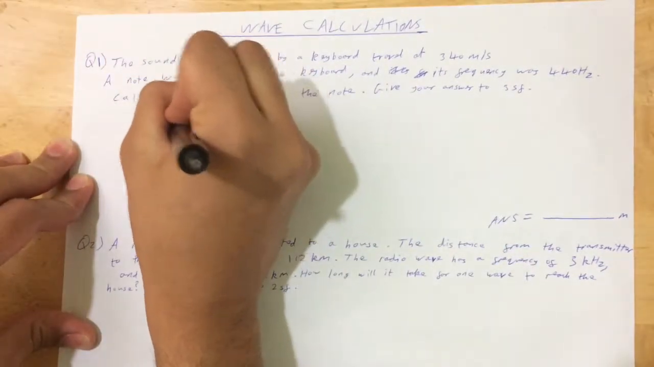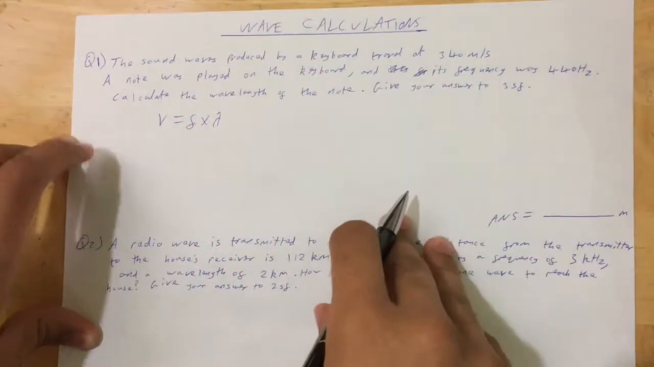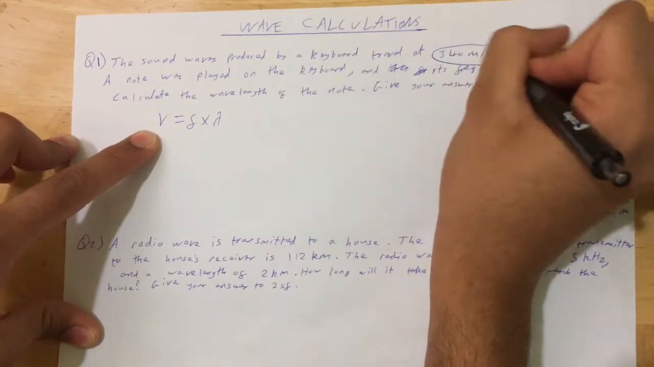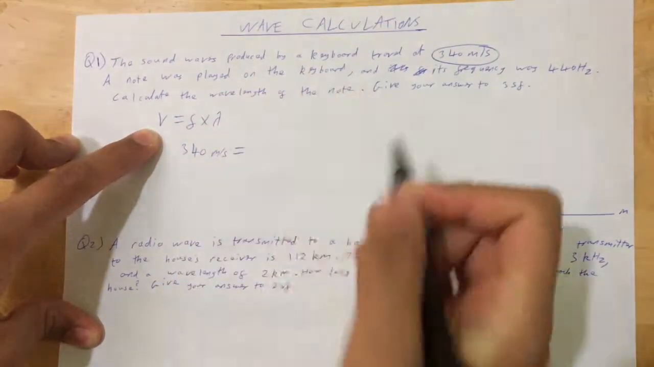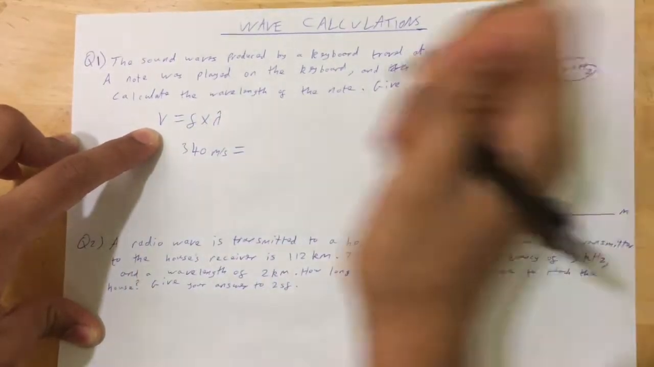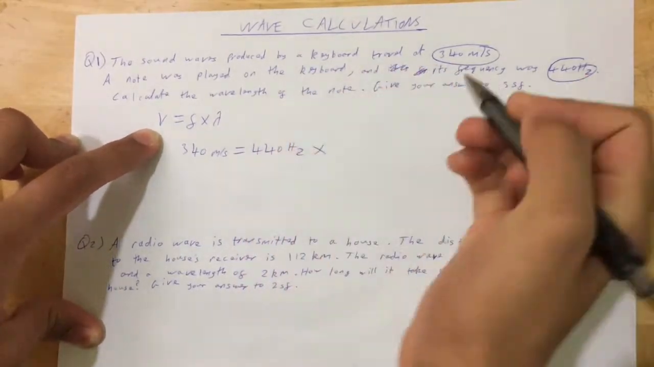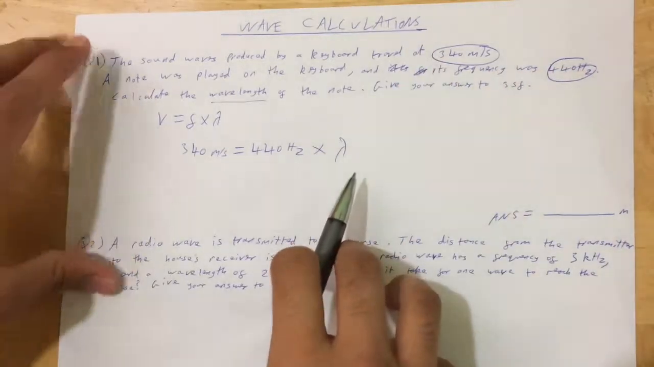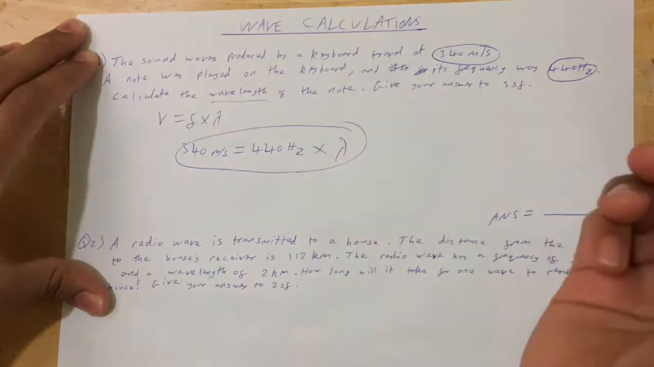Okay, first of all, let's write down the equation. V equals F multiplied by lambda. Do we know the wave speed? Yes, we do. It's 340 meters per second. So 340 meters per second equals. Do we know the frequency? Yes, we do. 440 Hertz. Do you know the wavelength? No, because that's what we're trying to calculate. You get 1 mark in your exam for substituting these values into the equation.